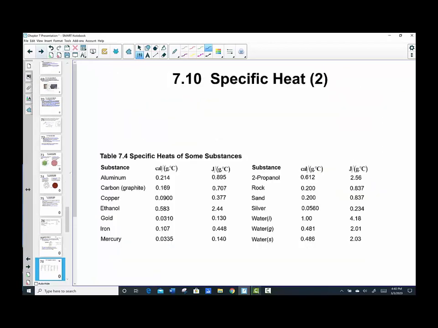Here are some examples of specific heat of substances. In the left column, these are all examples kind of just written out here. We have aluminum, 0.214 calories per gram Celsius. See that calorie unit? Or in the metric system, a joule per gram degree Celsius. Remember the conversion. 1 calorie is 4.184 joules per gram degree Celsius. And you can see that right here. That's the very definition of water, right? That's our base of the system.